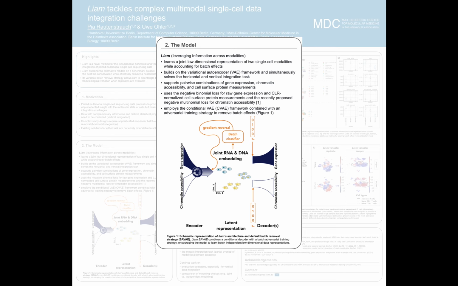So firstly, I employ the recently proposed negative multinomial loss to model the chromatin accessibility data. And this loss function was introduced earlier this year by my former colleague Wolfgang Kopp. And concerning batch integration, I make use of the conditional variational autoencoder framework in combination with an adversarial training strategy. And so this is the default mode of LIAM, and it's also depicted in the schematic representation here.